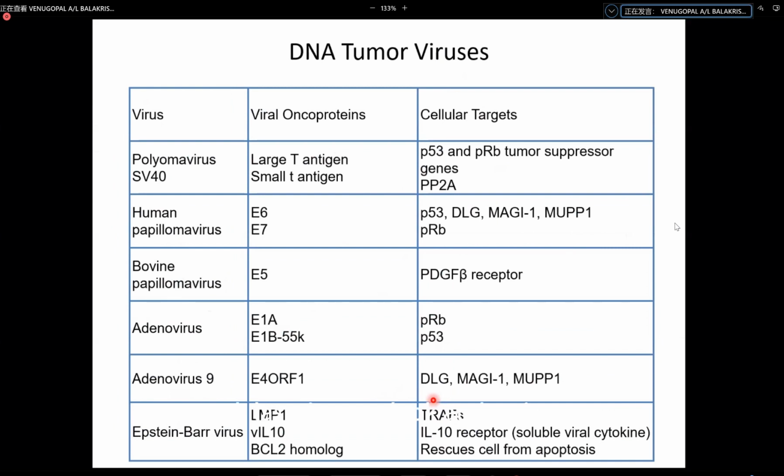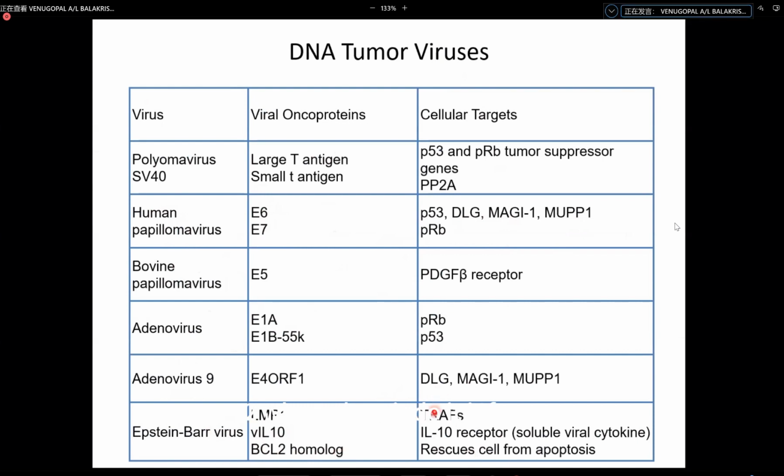So just now we looked at the viruses. Now we want to see what are the oncoproteins which can cause cancer. If you look at human papillomavirus, you have the viral oncoproteins E6 and E7, which do all the work of converting, targeting tumor suppressors and so on. They target p53, DLG1, MAGI1, MUPP1, and pRb. For Epstein-Barr virus, the viral oncoproteins are LMP1, vIL-10, and a BCL2 homolog, similar to BCL2.